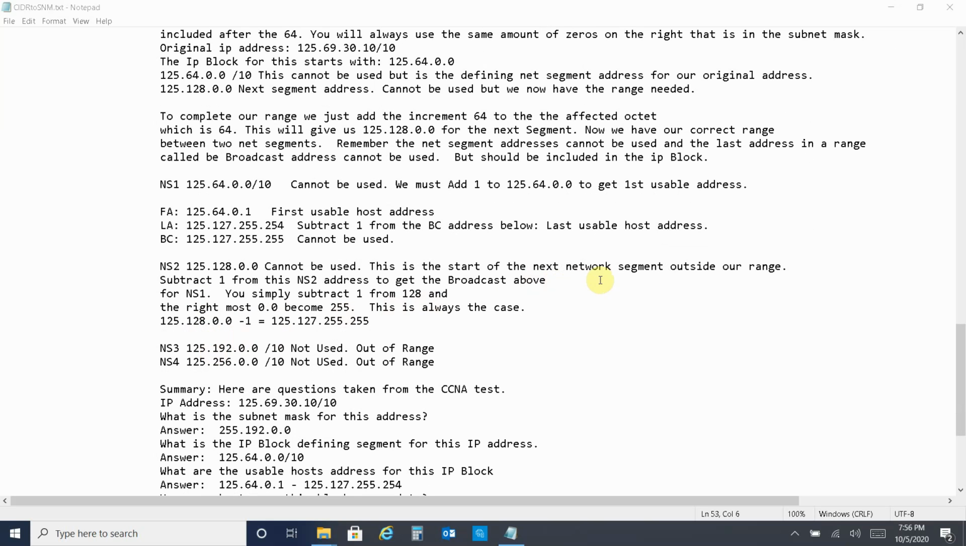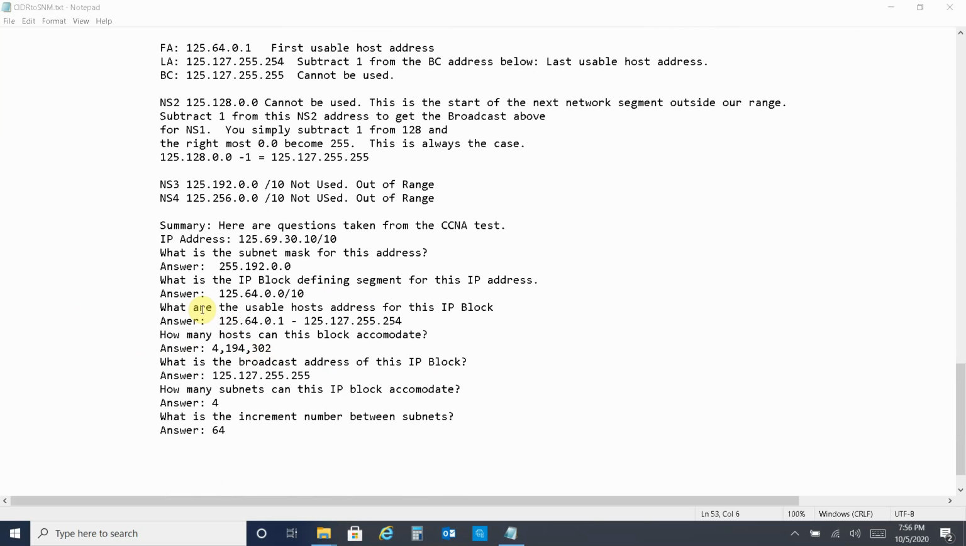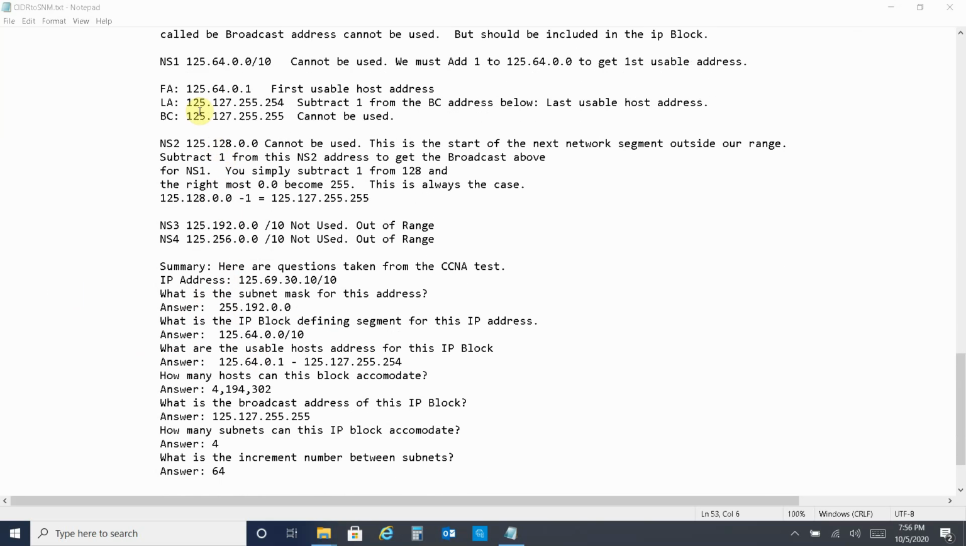You can read this a little bit more to get what I'm saying, and these are the other 2. We gave you all of them. They're not used. They're out of range. We don't care about those. So here are questions right from the test. This is what they're going to ask you, and that's why, even though you can't use the broadcast address for your host, you can use the first address and last address, which is most important.